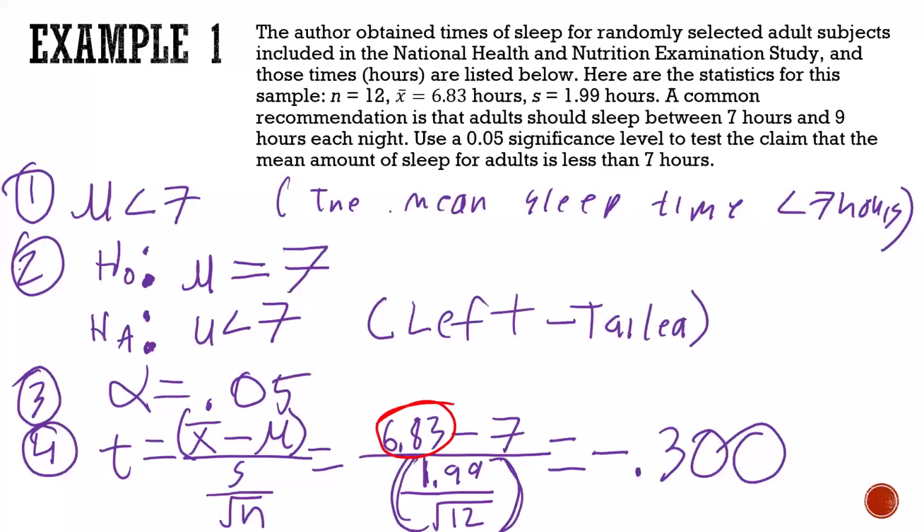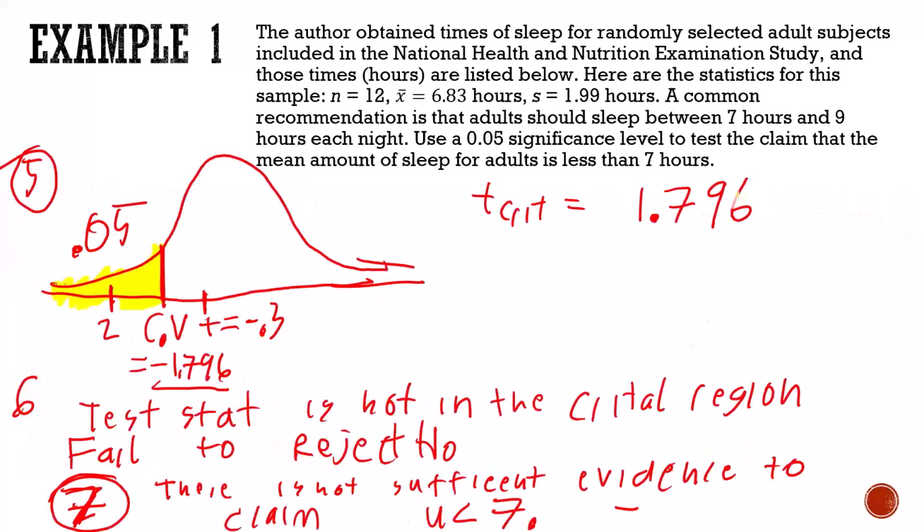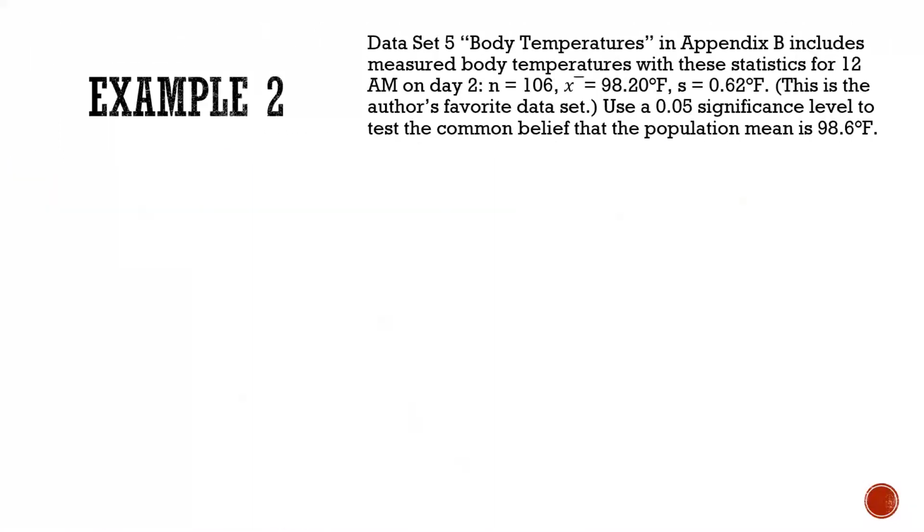Okay, here's one that might be a little bit different. Let's read this. Our book has an appendix B, and these are the statistics for measuring body temperature, right? It gives us n of 106, the mean, and the standard deviation.